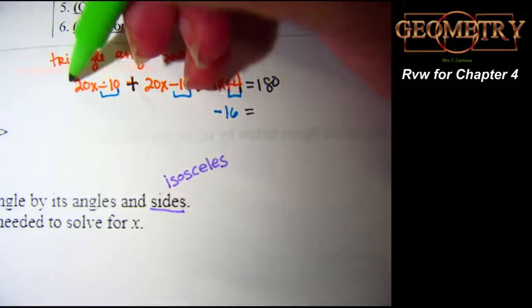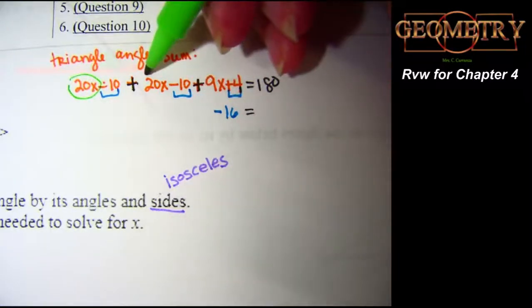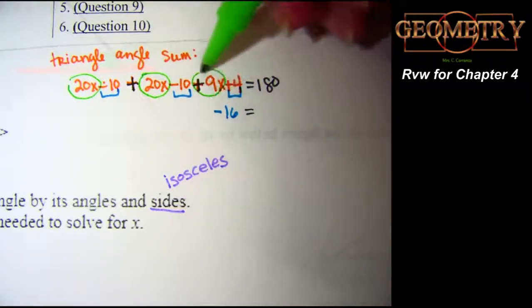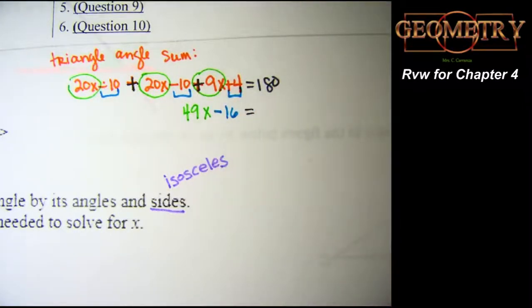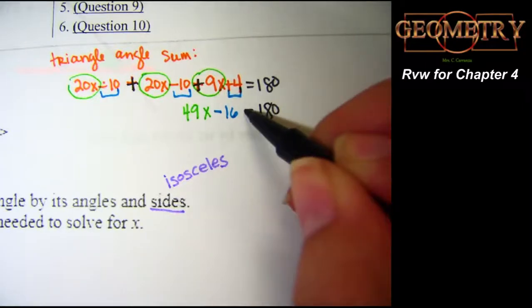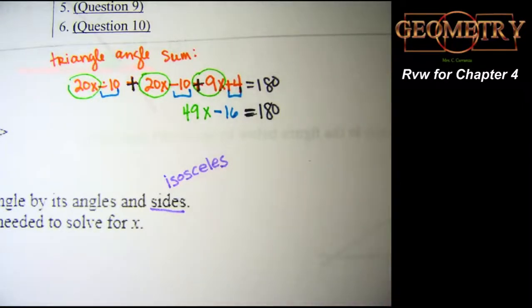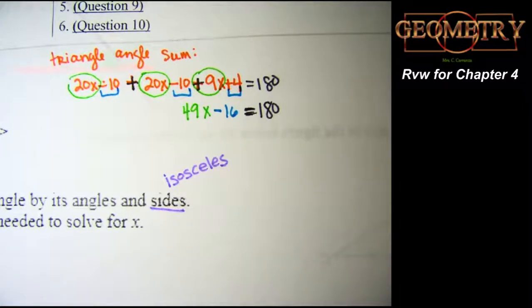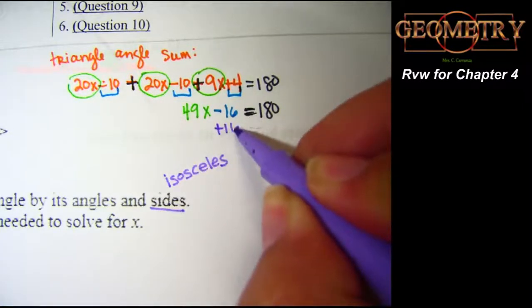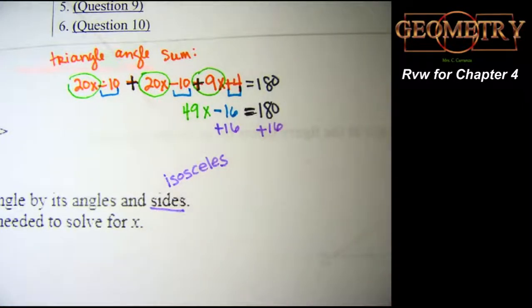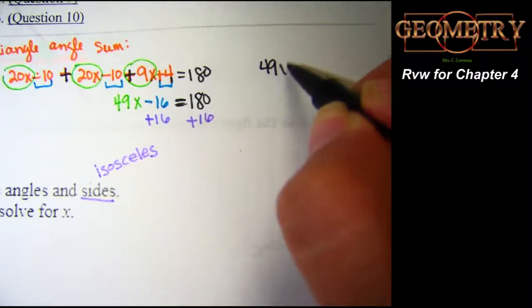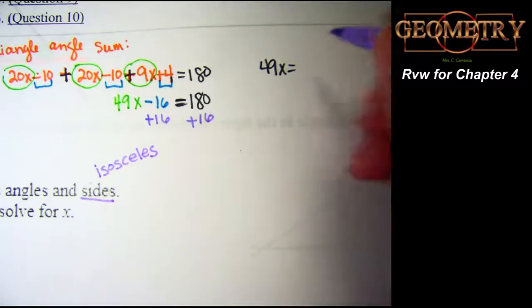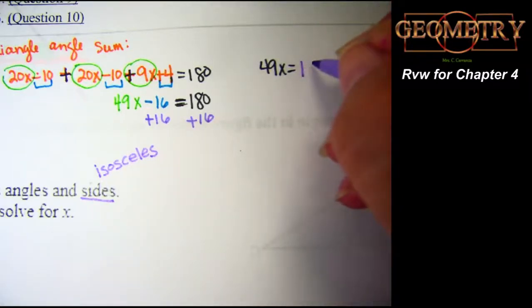Okay, I'm going to combine these like terms. I have 20 x's plus 20 more x's plus 9 more x's, to have 49 x's. Going to add 16 to both sides. When I add 16 to both sides, I end up with 49x equals 196.